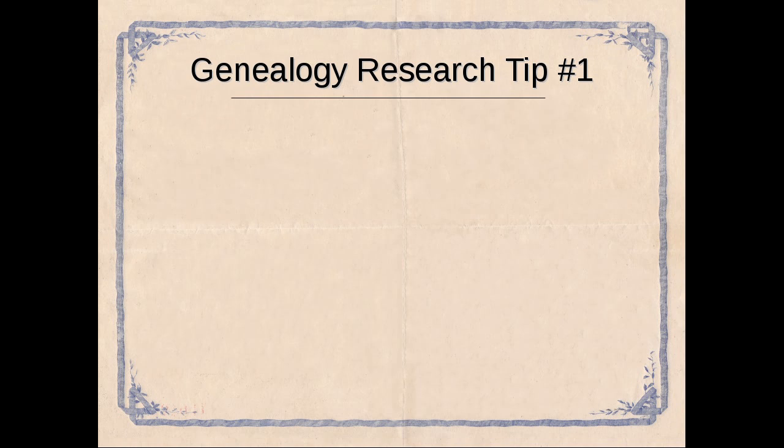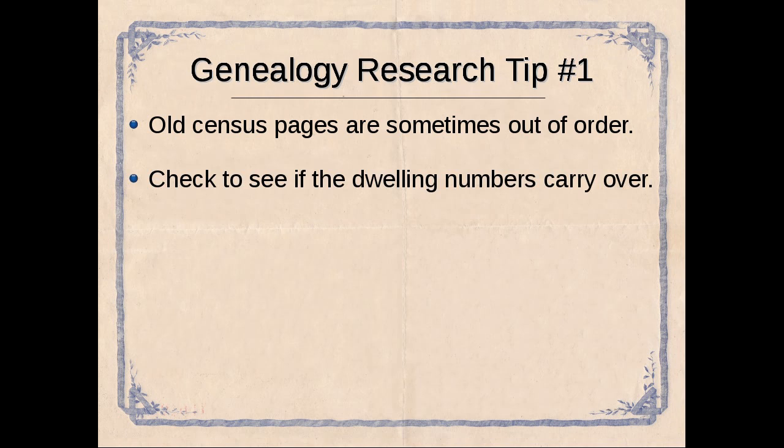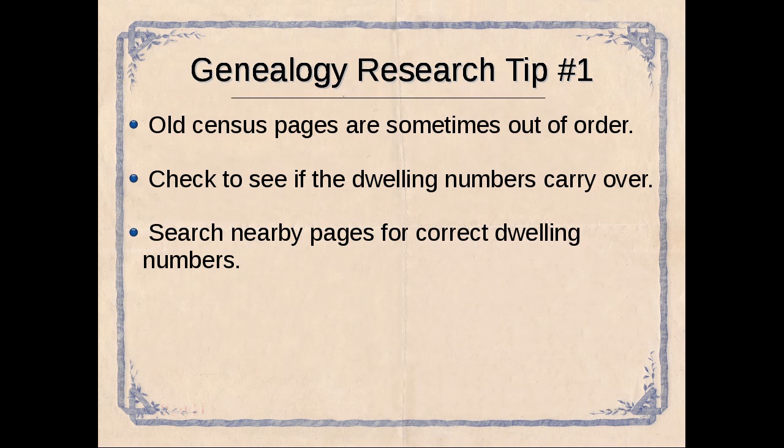This one goes out to those of you who are browsing through old census records. Keep in mind, old census pages are sometimes out of order. If you are browsing from one page to the next, check to see if the dwelling numbers carry over. If you see any suspicious jumps in the dwelling numbers, search nearby pages for the correct dwelling numbers.